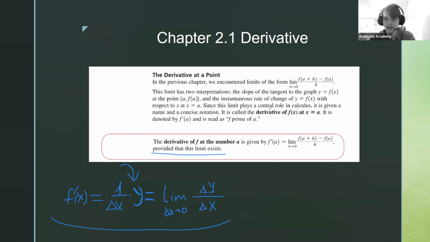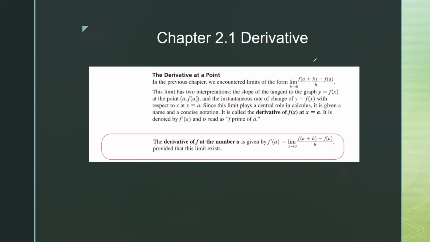You see, here they say, since this limit plays a central role in calculus, it's given its own name, derivative, and specific notation, because basically it's a function of instantaneous rate of change, for any graph, for any formula. You got it? Yeah. Perfect. Let's move forward.